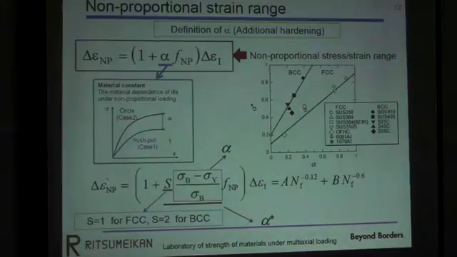And finally, I also propose this equation to evaluate the median line under strain control tests. This part is alpha, and I put this alpha star here. We also found that this alpha can be evaluated from the tension test, where sigma B is the tensile strength and sigma Y is the yield stress or proof stress.